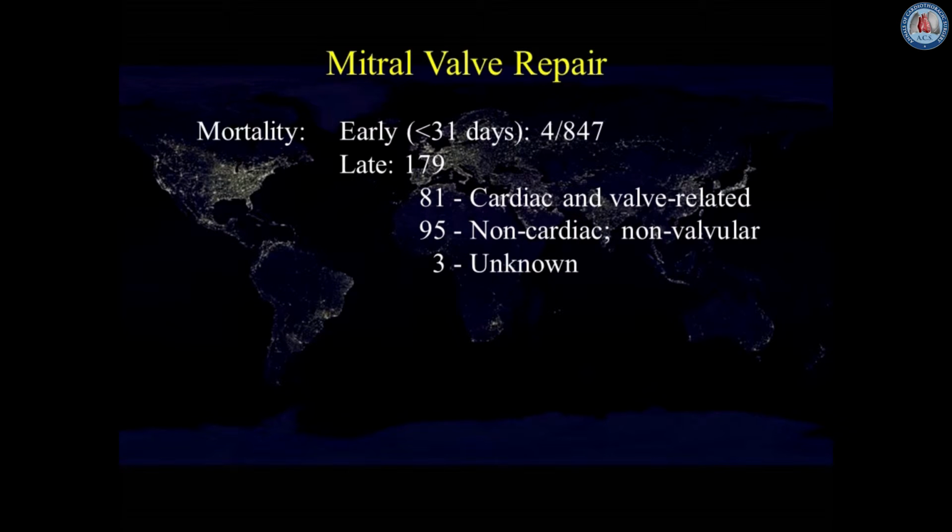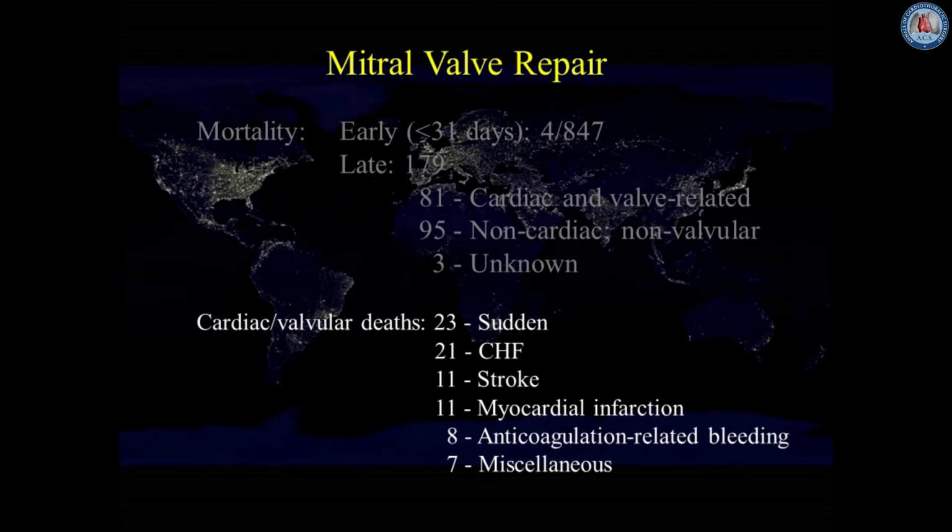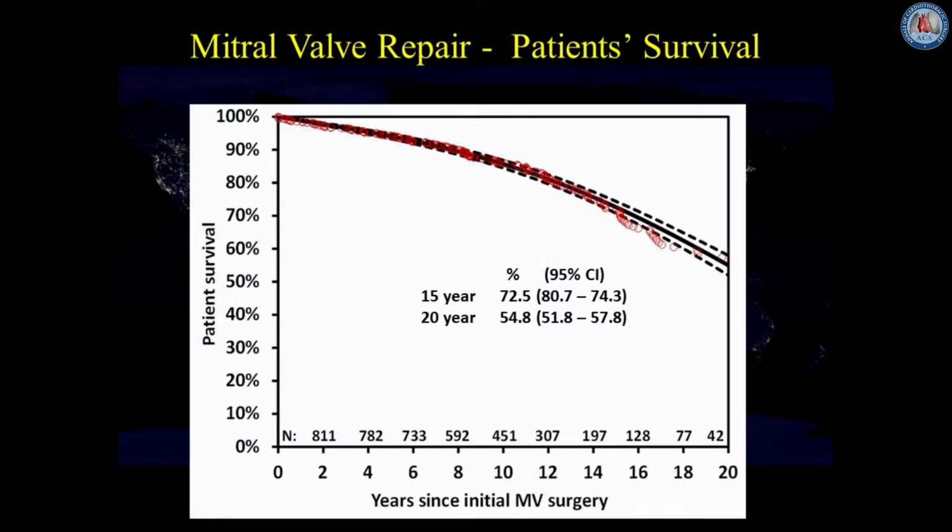There were 4 early deaths and 179 late. Out of 179, 81 were cardiac or valve related. The cardiac and valve related were sudden death, congestive heart failure, stroke, myocardial infarction, anticoagulation related bleeding, and other causes. This slide shows the estimated survival up to 20 years.